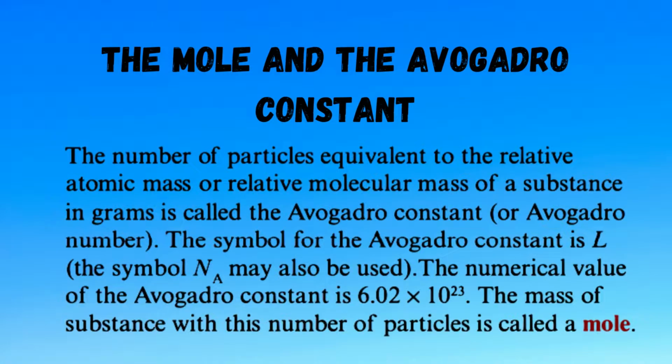The next section is the mole and the Avogadro constant. The number of particles equivalent to the relative atomic mass or relative molecular mass of a substance in grams is called the Avogadro constant or Avogadro's number. The symbol for the Avogadro constant is L. The symbol NA may also be used. The numerical value of the Avogadro constant is 6.02 times 10 to the power 23. The mass of a substance with this number of particles is called a mole.